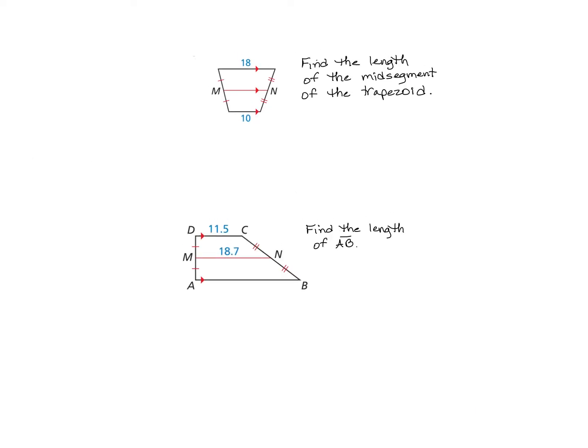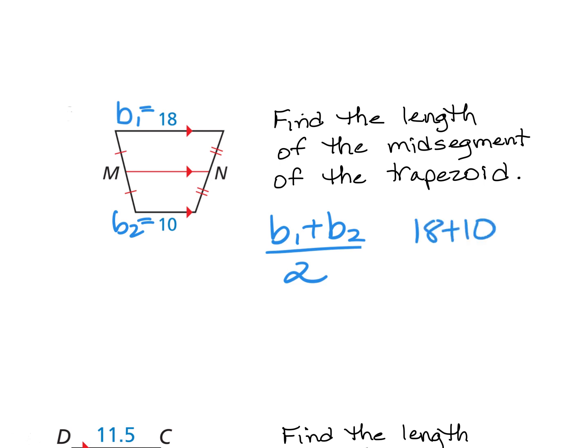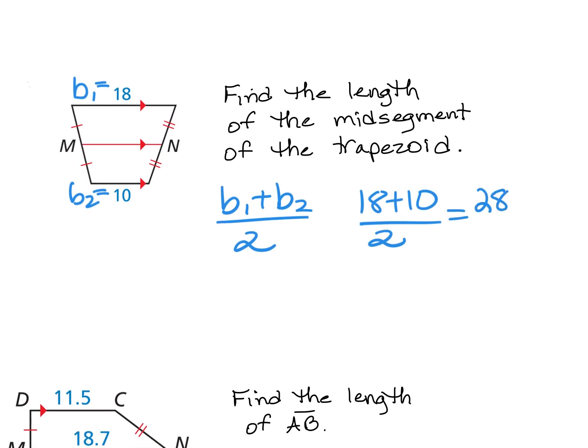So for the first one, it wants us to find the length of the mid-segment. It's giving me the measurements of the two bases. So remember the formula we're going to use, this is going to be my base 1, this is going to be my base 2. So I'm going to be using base 1 plus base 2 divided by 2. So I'm going to do 18 plus 10 divided by 2. 18 plus 10 is 28. 28 divided by 2. And the length of the mid-segment, which is MN, is going to equal 14.